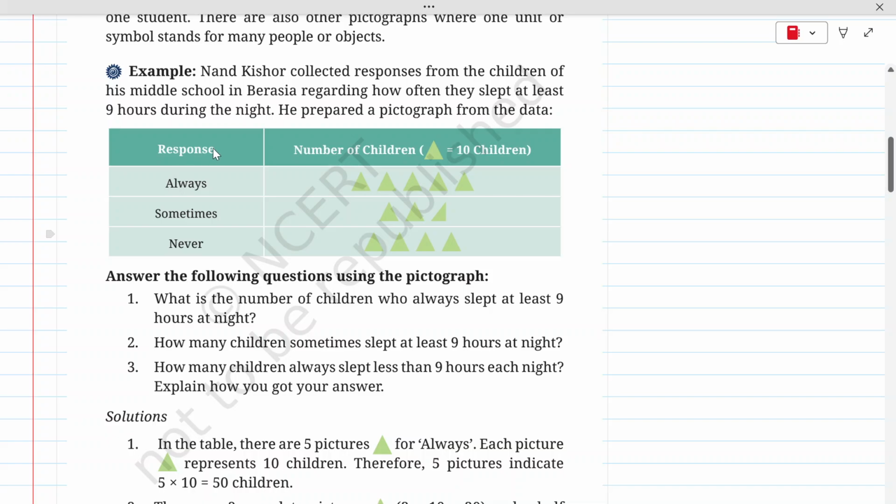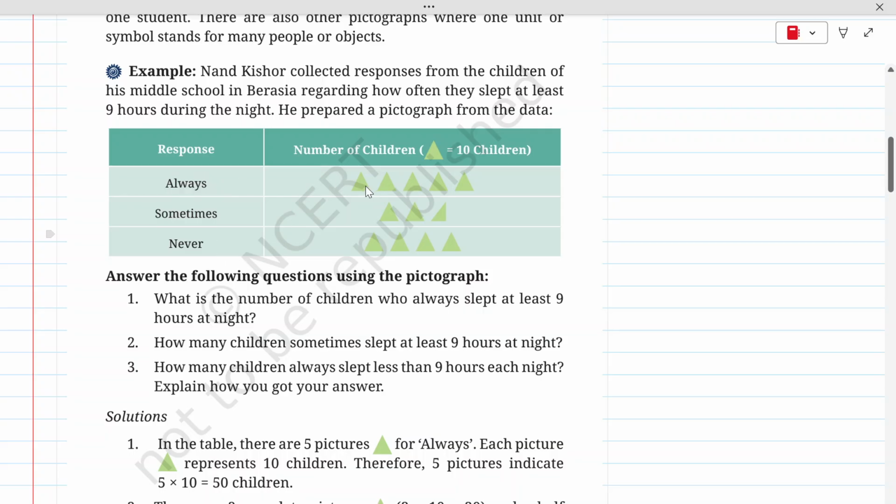The first is the response from the kid: always, sometimes and never, and second is the number of children. Okay, so the number of children is represented by triangles here, and each triangle is representing 10 children. Okay, so now let's go through this.